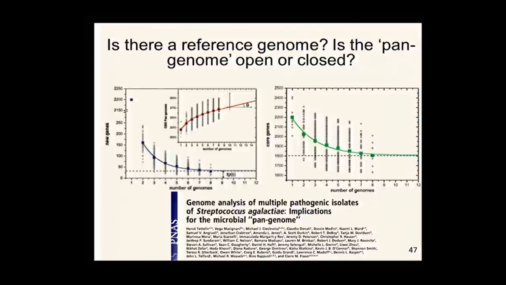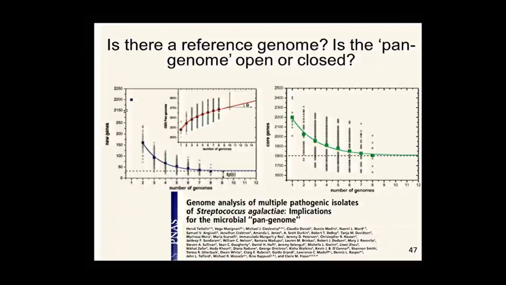I'm expecting that every time I sequence a new Strep agalactiae, I'm going to add 30 more genes. What that means is that there's a very open genome, that there is a tremendous amount of Strep genome diversity. These genes are being brought in by horizontal gene transfer. They may be on the chromosomes, they may be on the plasmids, but every time you sequence a new Strep, you should expect to find new genes.